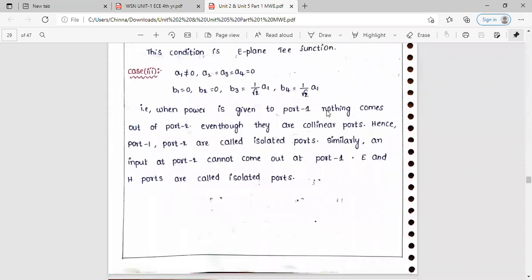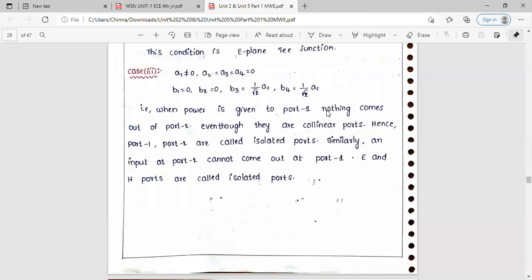Case 3: whenever you choose A1 not equal to 0 and A2, A3, A4 equal to 0, then B1 and B2 are equal to 0, B3 is equal to 1 by root 2 A1, and B4 is equal to 1 by root 2 A1. So when power is given to port 1, nothing comes out of port 2, even though they are collinear ports. Hence port 1 and port 2 are called isolated ports.